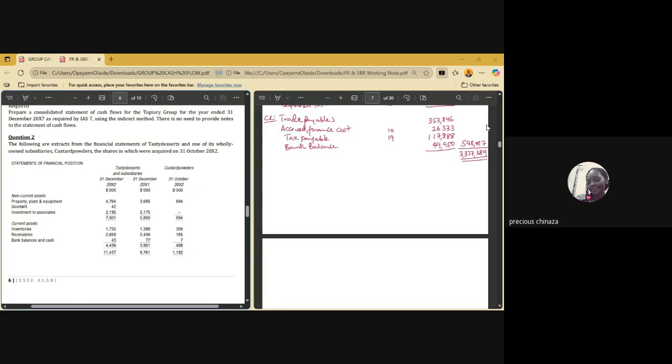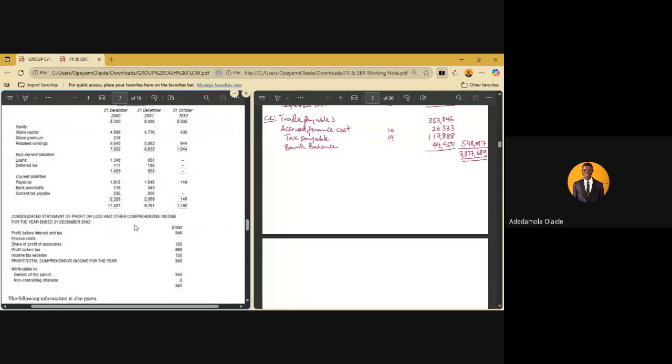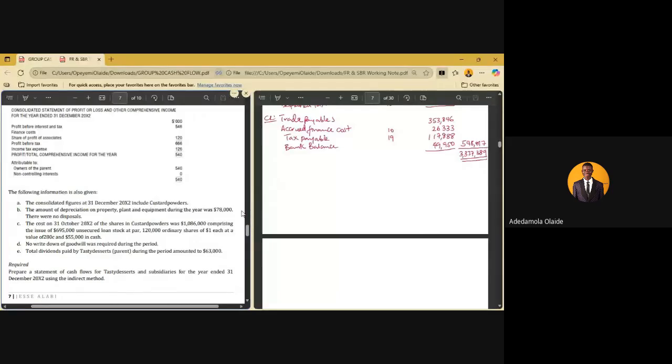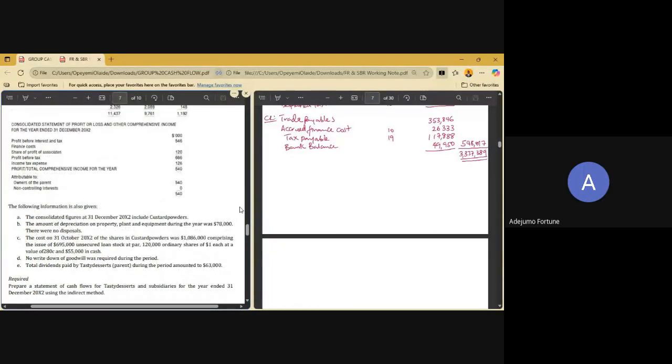Sir, please go to the requirements. First thing first, is your voice sonorous? Fortune, read. Our voice is so low. That's your requirement. Okay, required. Prepare a statement of cash flow for Tasty Desserts and subsidiaries for the year ended 31st December 20x2 using indirect method. Sir, please can you scroll up?